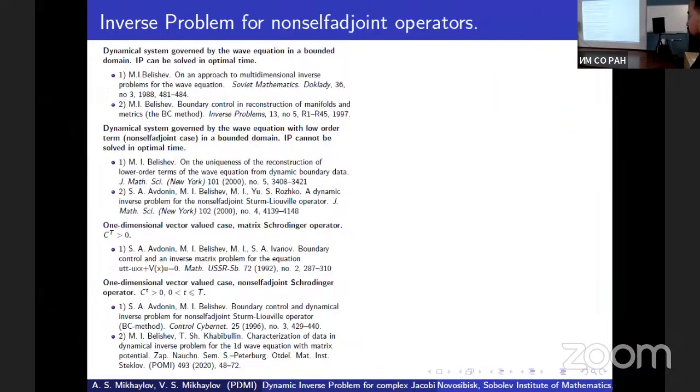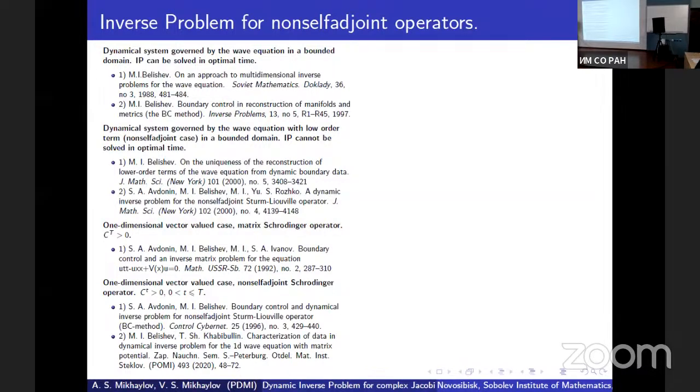Мы хотим еще сказать что-то про характеризацию данных обратной задачи и вообще про то, что сделано для самосопряженных и несамосопряженных операторов. Я сказал, что это все изначально делалось и сейчас делается для непрерывных случаев. В непрерывном случае для волнового уравнения в ограниченной области обратная задача решается за оптимальное время.